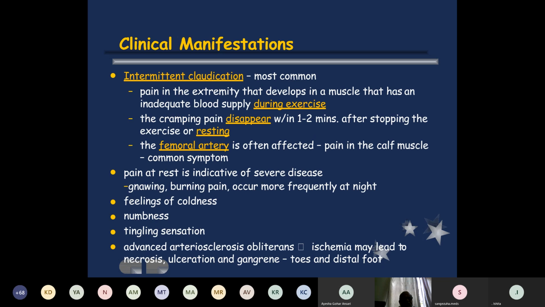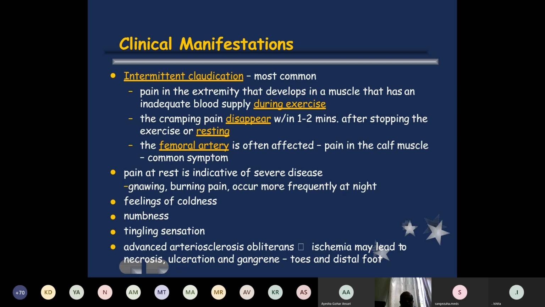Clinical manifestation of peripheral vascular disease, first and foremost, is claudication, and the intermittent claudication is the most common. Pain in the extremity that develops in a muscle that has an inadequate blood supply during exercise. This is typical cramping pain which disappears within 1 to 2 minutes after stopping the exercise or taking rest. The femoral artery is often affected.